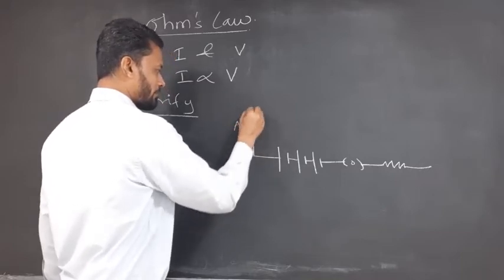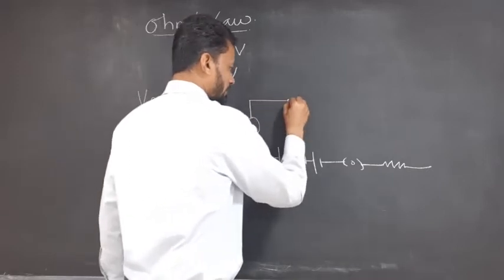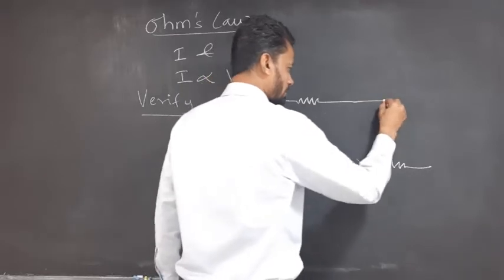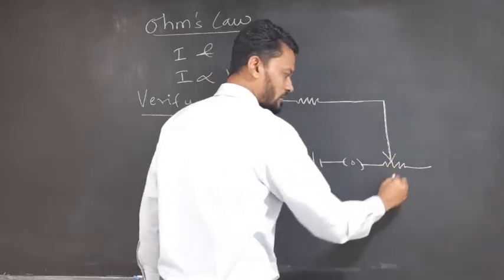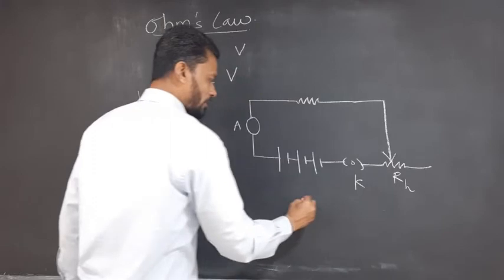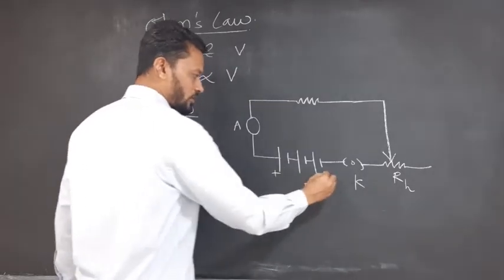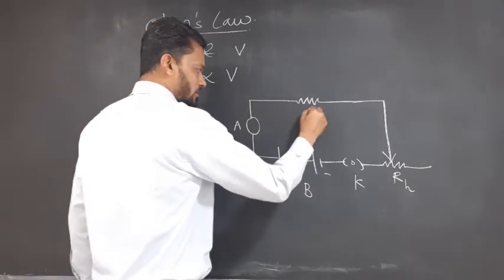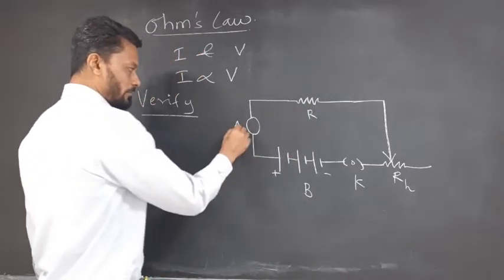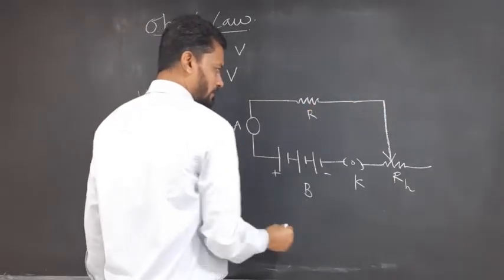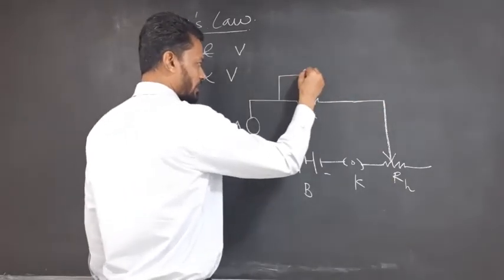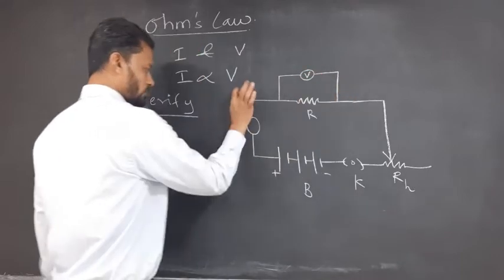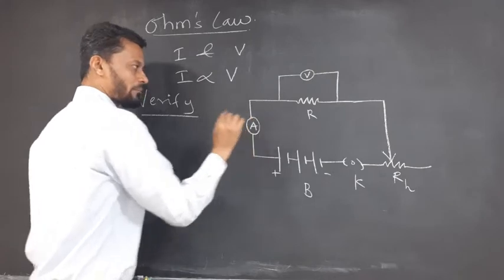So this is my ammeter, connected with, let's say, this symbol which represents the resistance, and it comes back to this. This is my rheostat, plug key, battery. This is the positive terminal, this is the negative terminal, ammeter, and this is my resistance. Ammeter is always connected in series, whereas the potential difference is connected in parallel over here. So this is my potential difference, that is the voltmeter, and this is my ammeter.